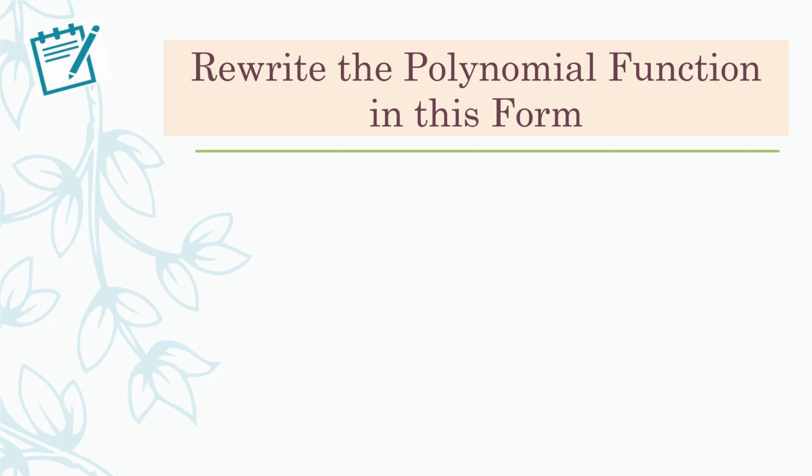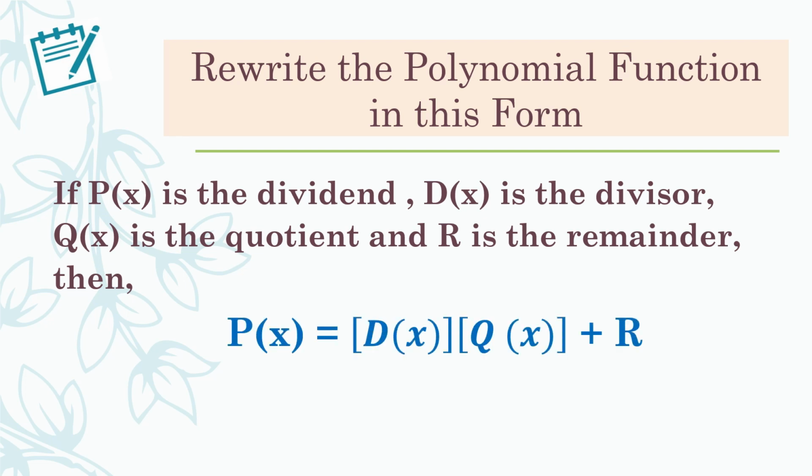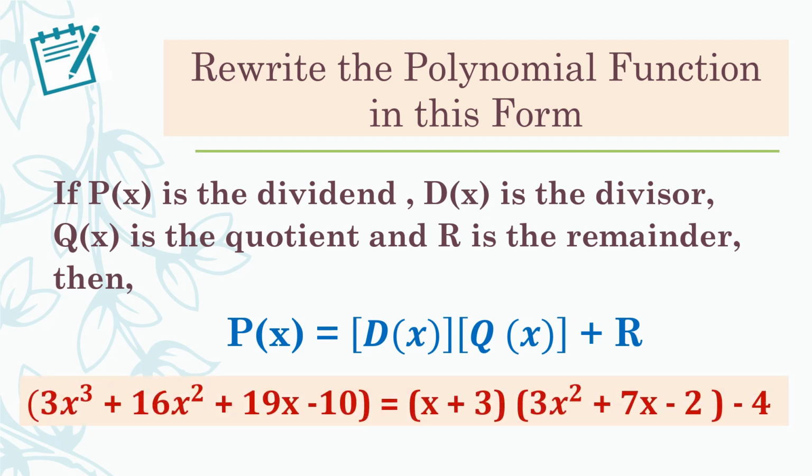Now let's rewrite the polynomial function in this form. If p of x is the dividend, d of x is the divisor, q of x is the quotient, and r is the remainder, then p of x is equal to the quantity of d of x times the quantity of q of x plus r. So the final answer is the quantity of 3x cubed plus 16x squared plus 19x minus 10, the p of x, equals the quantity of x plus 3, the d of x, times the quantity of 3x squared plus 7x minus 2, the q of x, minus 4 as a remainder.